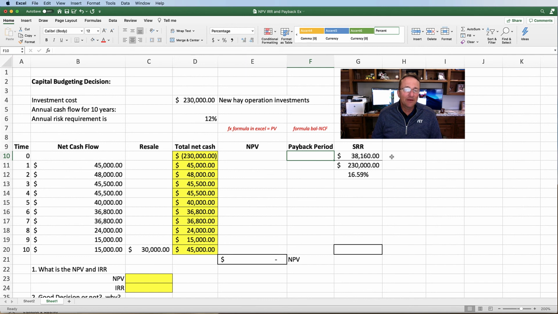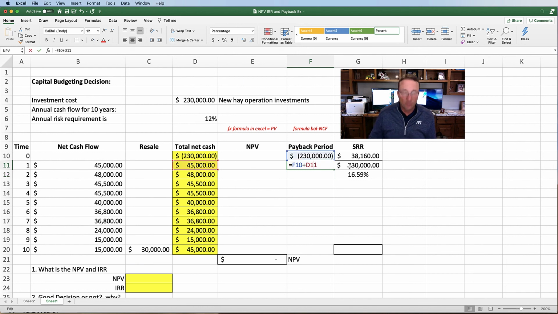All right, payback period. How long does it take me to get my money back? Well, I'm going to write a little formula that just says I started out being short $230,000 because I had to pay that out. But in year one, I get $40,000 back, so actually I'm only out $185,000.